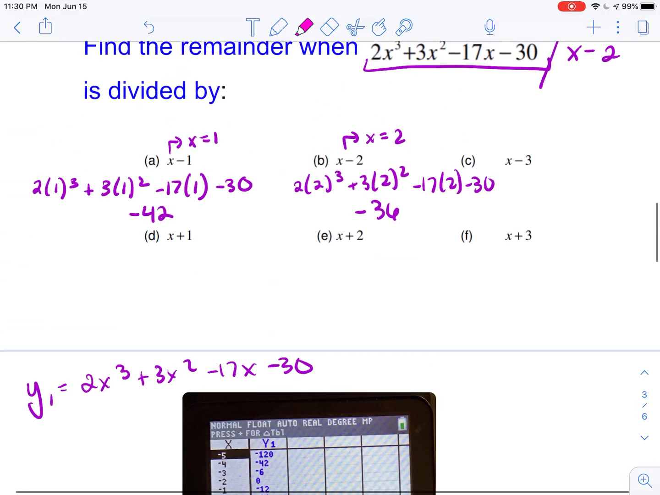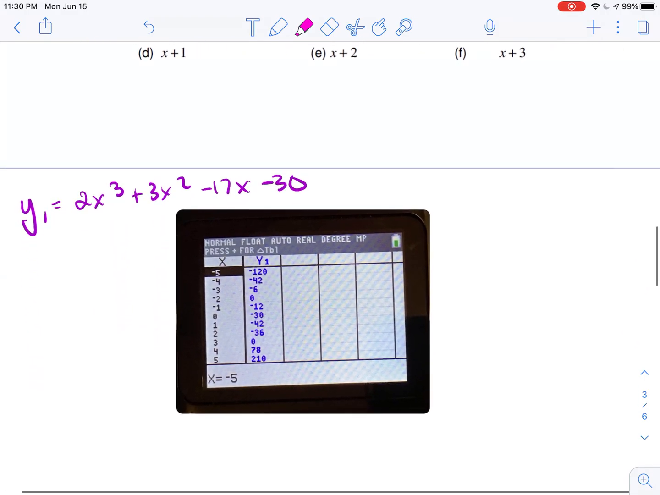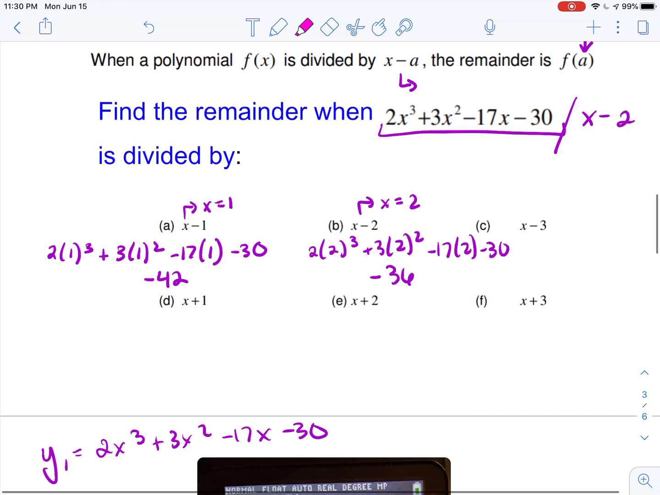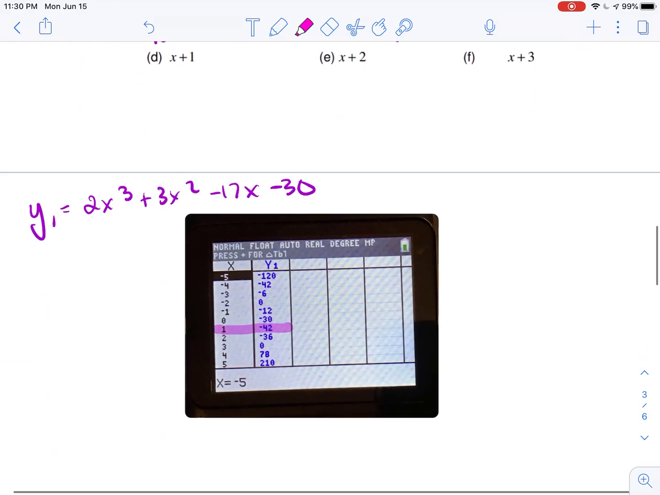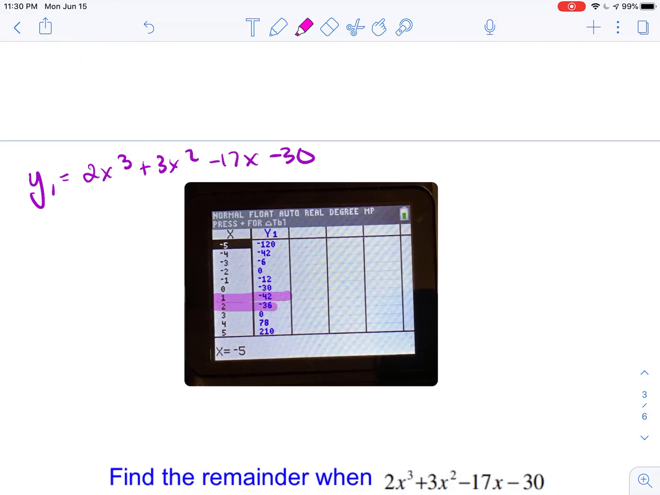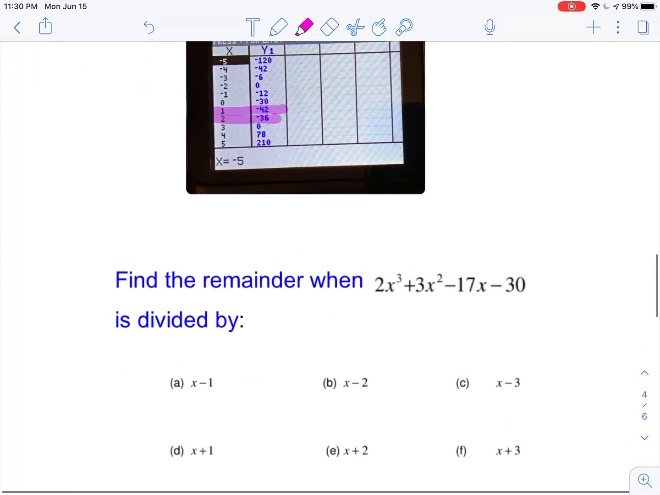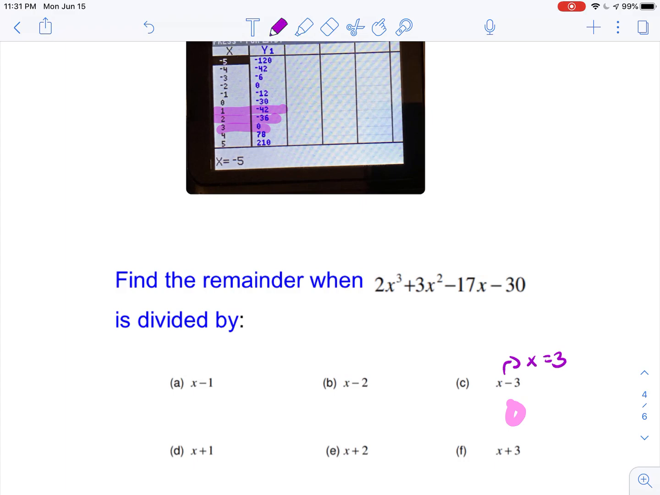So, for example, we wanted to know what happens when I plug in x equal to 1. Well, when I plug in x equal to 1, we already saw that it was negative 42. It works out. x equal to 2 was the next one I wanted to find. Well, x equal to 2 gave me negative 36. Great. So how can I use this table to find the rest of them? Well, here I want to look at where x is equal to a positive 3. That will be 0. Okay, so that's the remainder when I divide it by x minus 3.